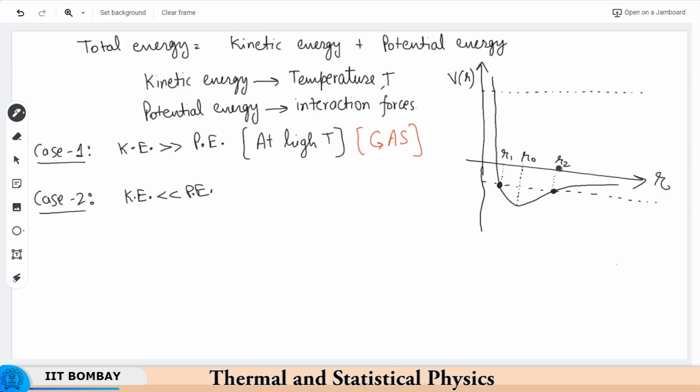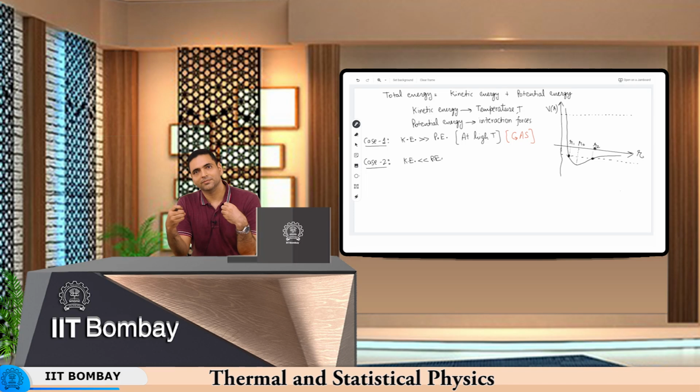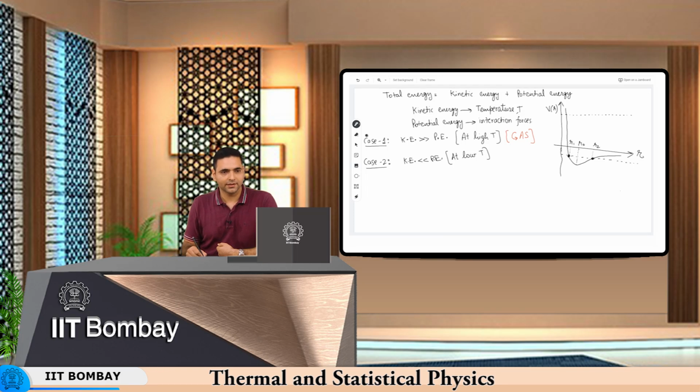Here all the atoms or molecules are arranged in a certain periodic manner, with a certain distance between each other. Since kinetic energy is very low, this is possible only at low temperatures, and such a phase is known as a solid. So, I can in fact write here: this is a gas and this is a solid. And now you might ask what happened to liquids. I just completely skipped the liquids, and that is actually a very interesting case. So, let us talk about that.